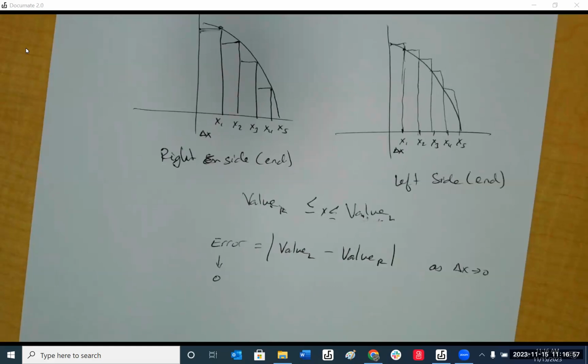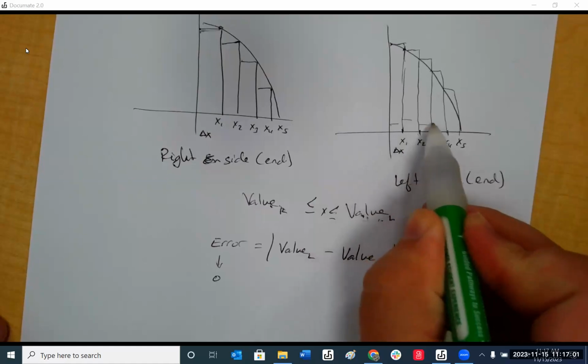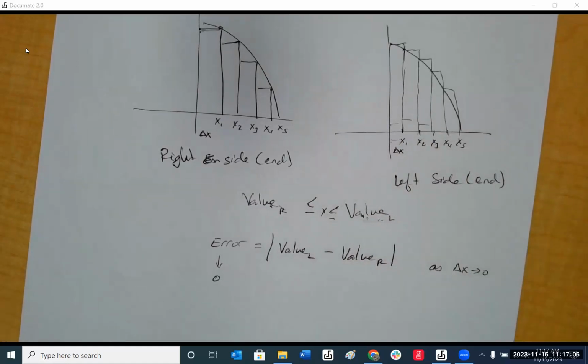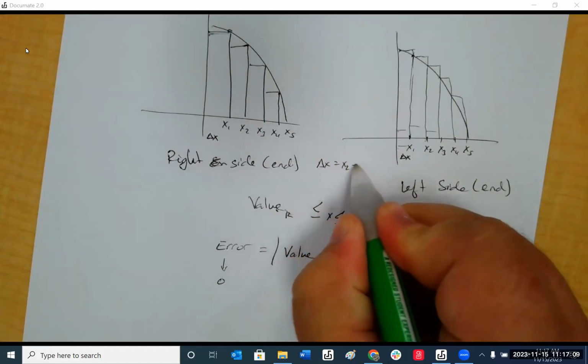Delta x, is that the difference? The width. Yeah, it's the distance between x1 and x2. Delta x is always that. It's always x2 minus x1.